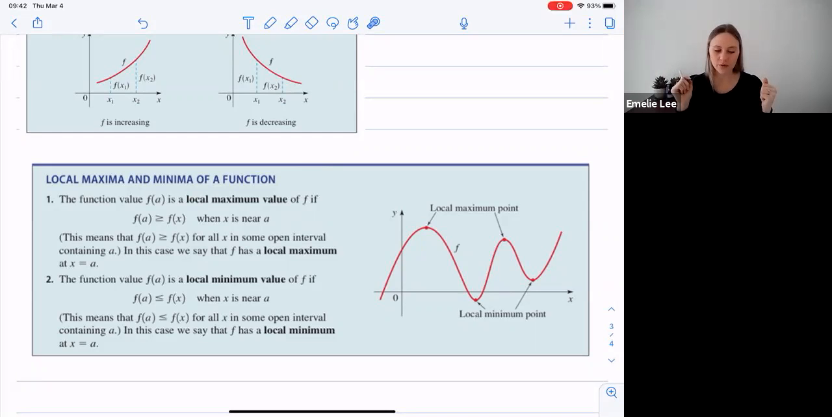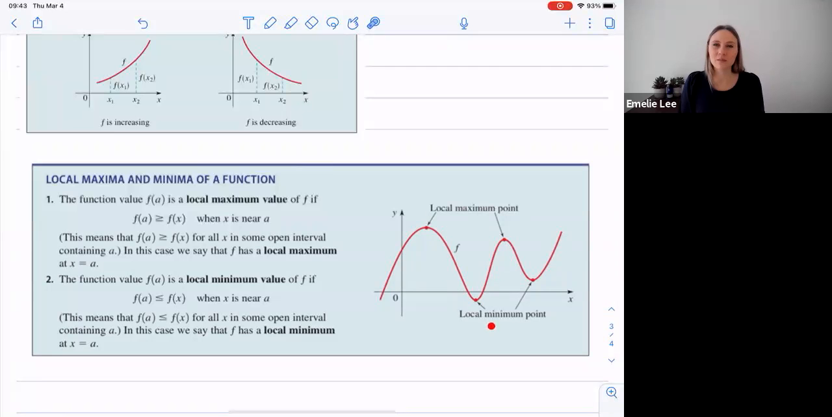But if you think about, maybe a graph like this, right? Pretty similar to what we just drew, right? Then you're going to have multiple maximums, right? And so a maximum happens when we switch from increasing to decreasing, right? And a minimum, any minimum, happens when we switch from decreasing to increasing, right? And you can kind of visualize that.